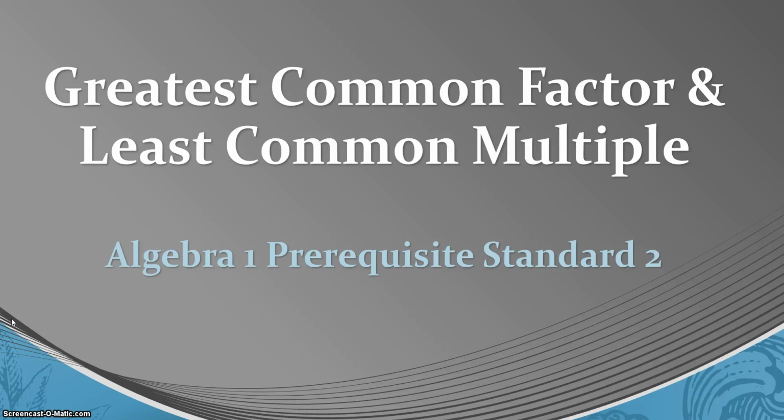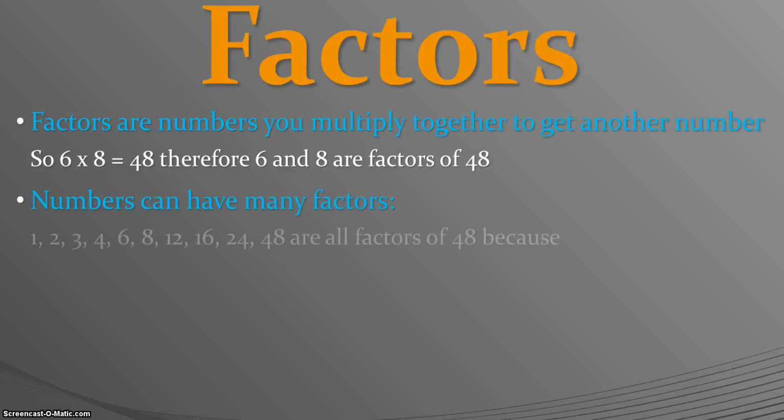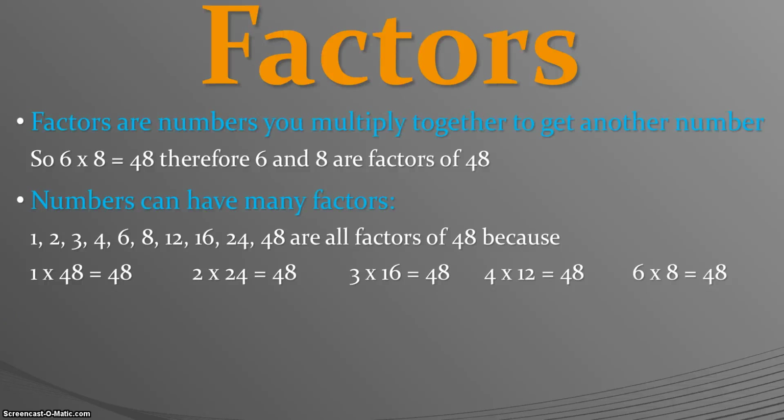The second thing you'll need to know is greatest common factors and least common multiples. Factors are numbers you multiply together to get another number. So 6 times 8 is 48. Therefore, 6 and 8 are factors of 48. Numbers can have many factors. 1, 2, 3, 4, 6, 8, 12, 16, 24, and 48 are all factors of 48 because when you multiply them together, they equal 48.